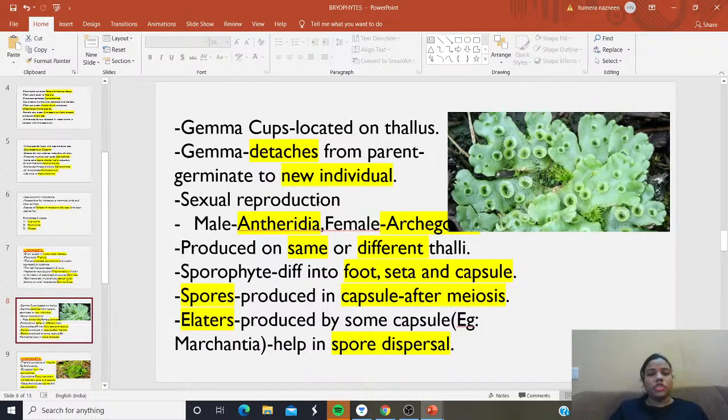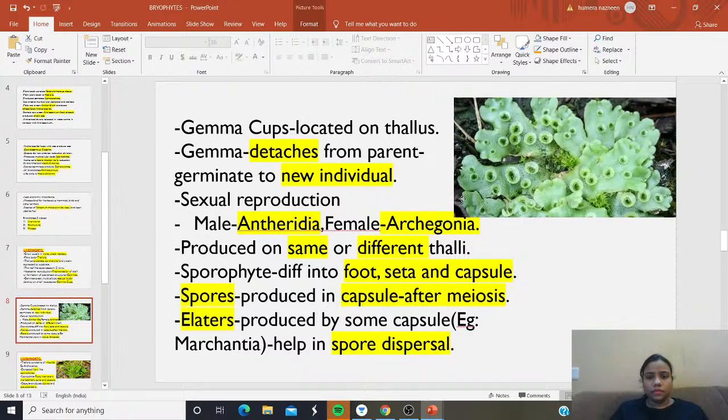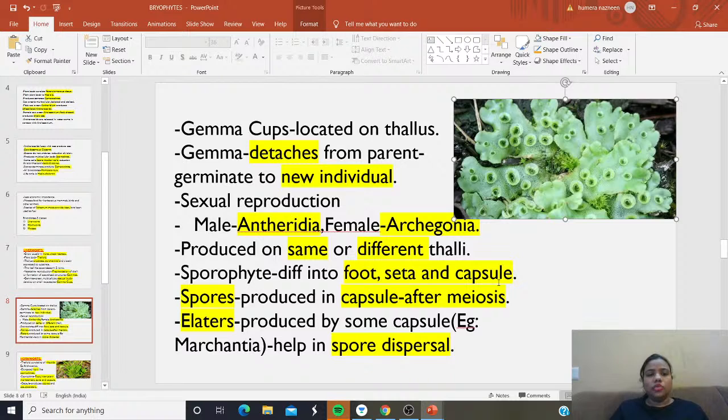How is the sexual reproduction? Antheridia and archegonia are produced on the same or different thalli. The sporophyte is produced, which is differentiated into foot, seta and capsule. And spores are produced in the capsule after meiosis. In a few, like Marchantia, elaters are also produced. These elaters help in spore dispersal.